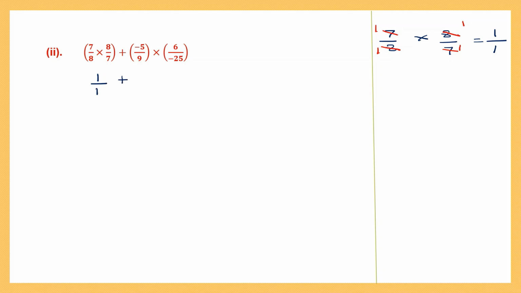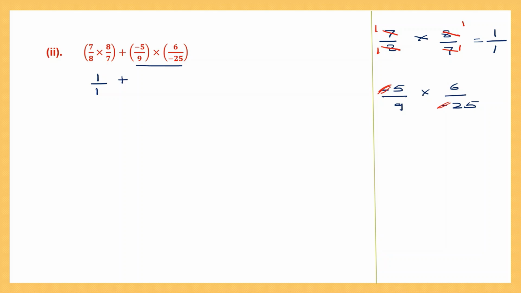So let's take the next part. Let's work out this. So that is minus 5 by 9 into 6 by minus 25. So let's see what we can cancel. First, I can cancel this minus sign in the numerator here and this minus sign in the denominator here. So the minus sign is cancelled.